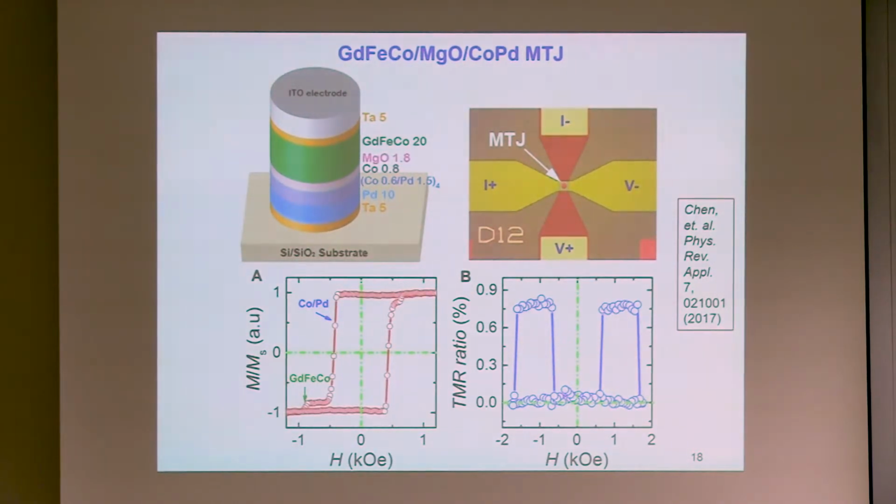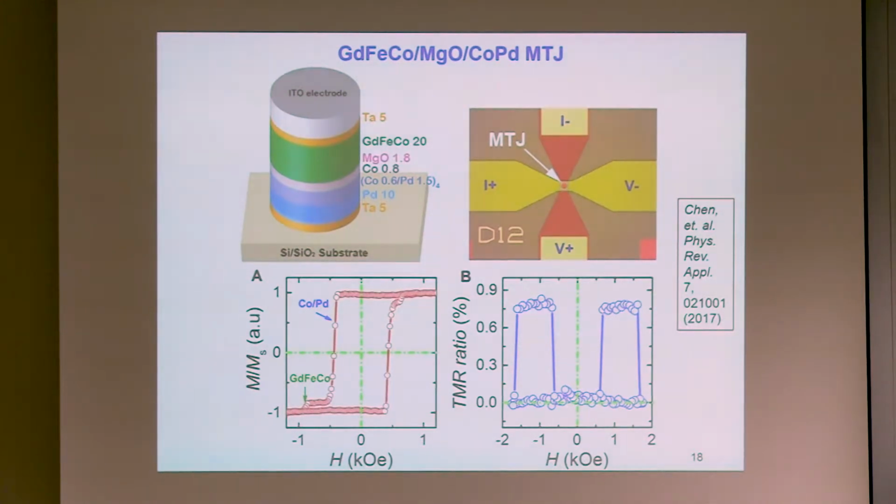Then you measure the tunneling resistance of the device as you're sweeping the magnetic field. You see that this is a typical TMR, tunneling magnetoresistance behavior of an MTJ device. Sadly, the tunneling magnetoresistance of this device is quite low. It's less than 1%, right?